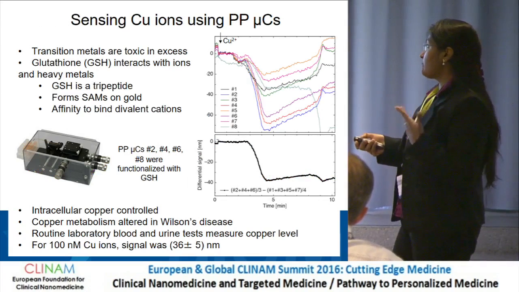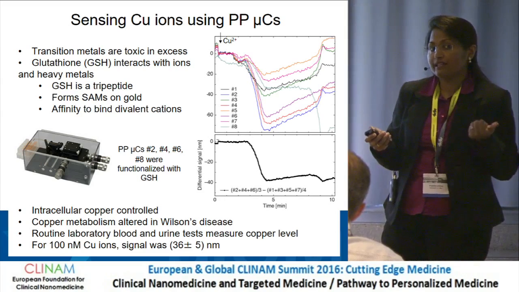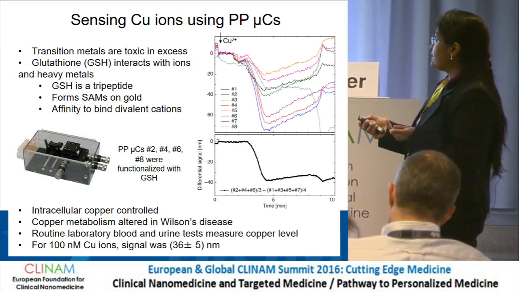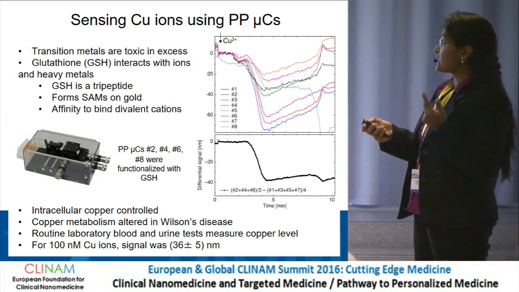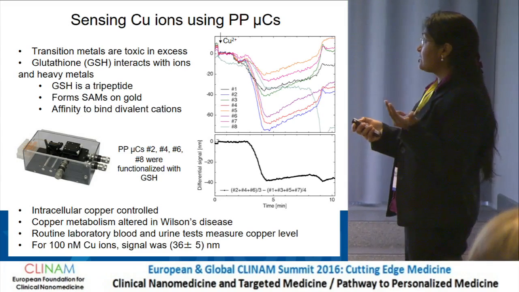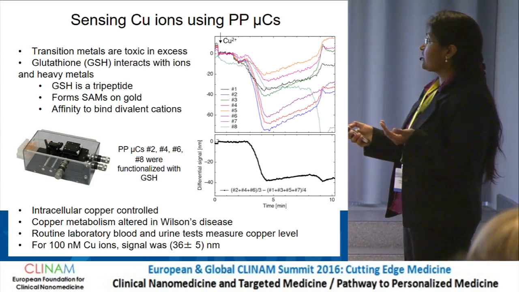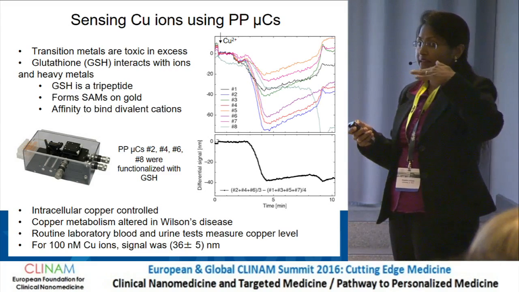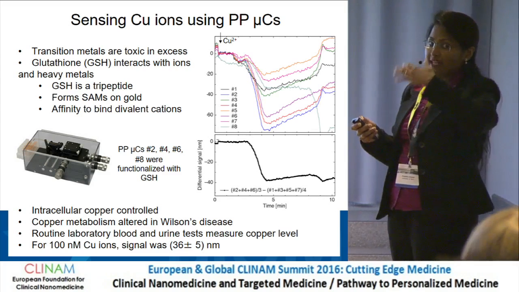So the idea behind this was to measure transition and heavy metals in human blood samples or urine samples. And the binder for copper ions that we took here was glutathione. It's a tripeptide, and it has 2 carboxyl groups which attach the copper ions, divalent ions. And this is what we wanted to measure. And the glutathione forms SAMs, self-assembled monolayers on gold, because we need that as a functionalization layer on the cantilever so that the copper can then attach.